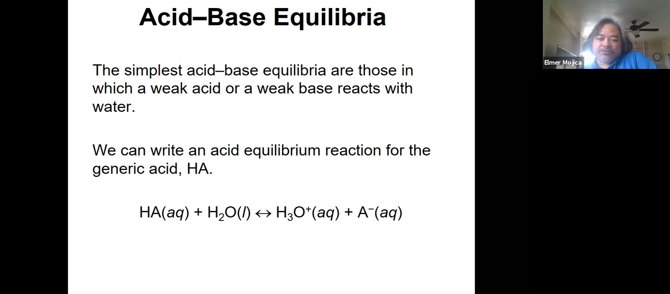If we're going to look at the general reaction between a weak acid, which we put as a generic HA, reacting with water, it is going to produce H3O+ and A-. Now, unlike the strong acids that have a one-direction arrow, a weak acid has a double-sided arrow, which means that the system is in equilibrium.